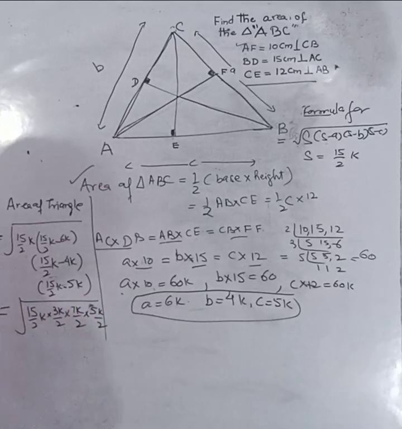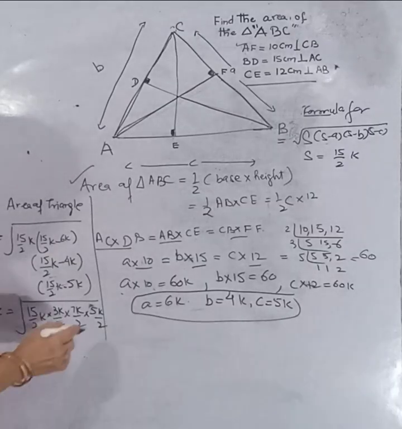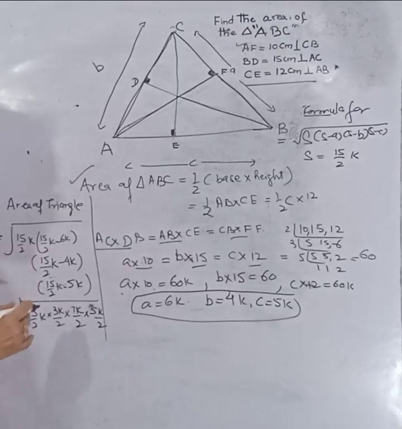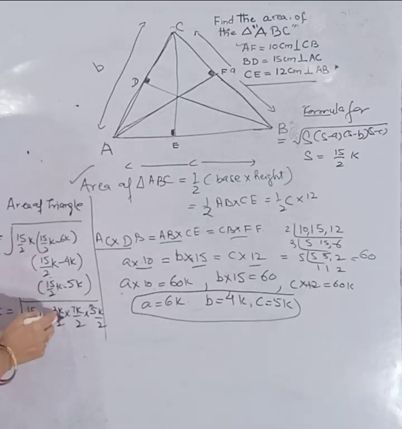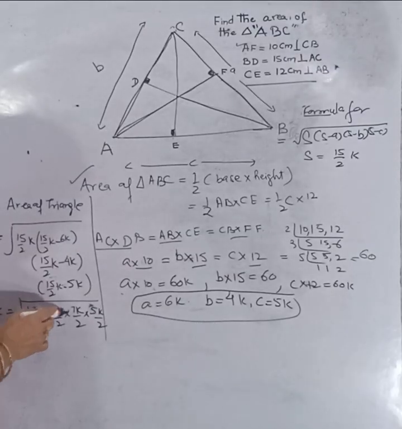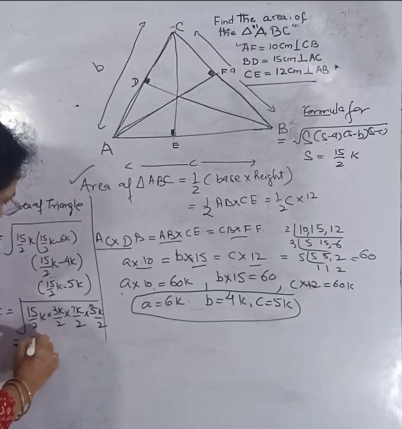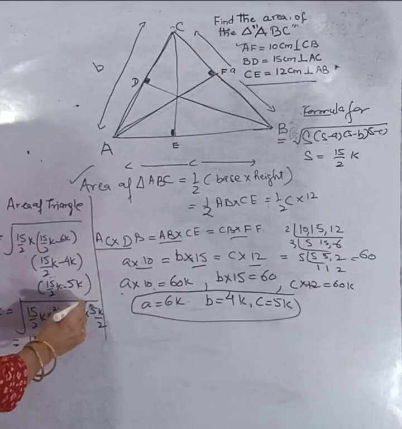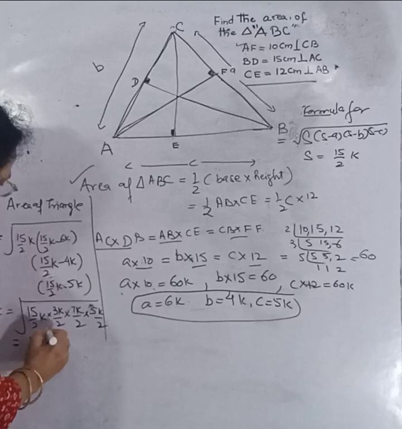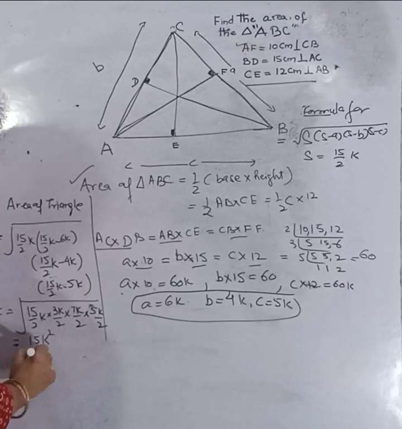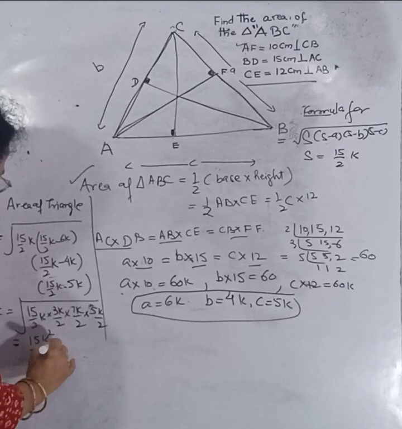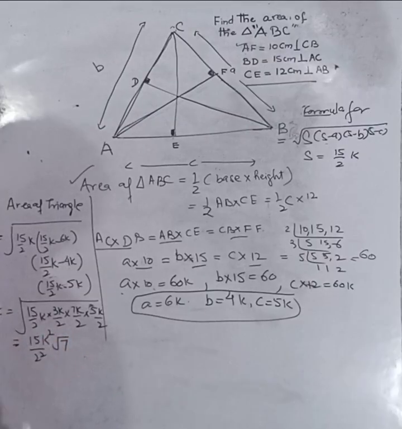This is the formula for the area of triangle ABC. It should be noted that the 15 under the root, and this is also 15, so 15 can be taken out of the root. K to the power 4 means k square can be taken out of the root, and 2 square can also be taken out. The only remaining thing is root of 7.